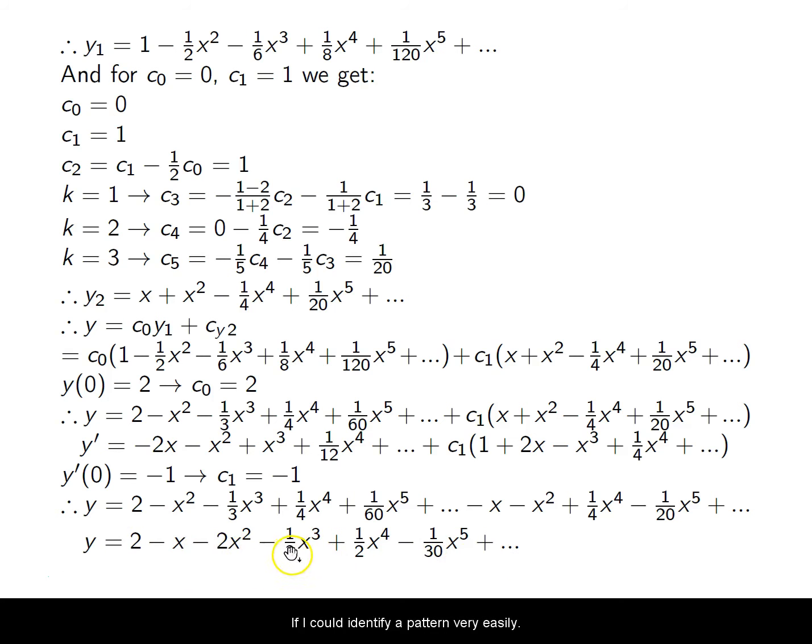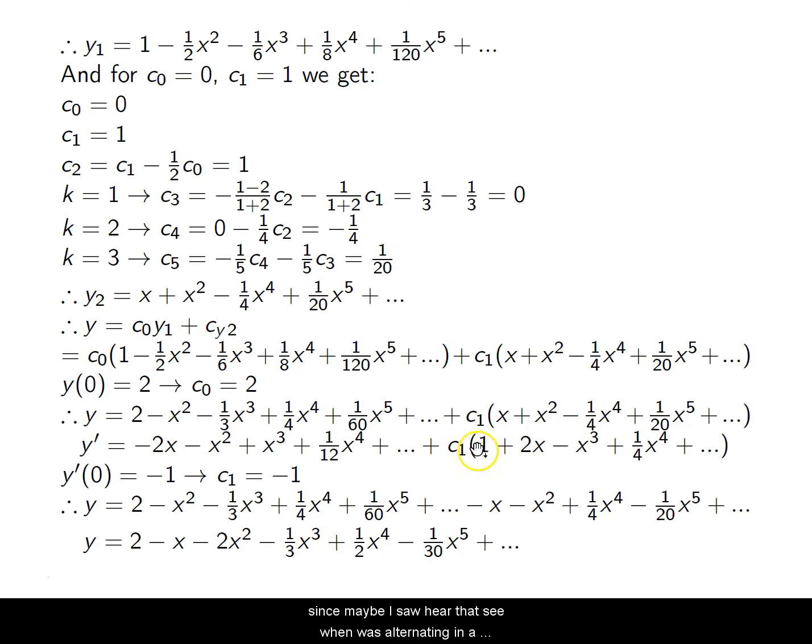If I could identify a pattern very easily, I would write a general form here, right, for my solution. I couldn't find one. I didn't spend a lot of time, to be honest, to try to find it. I just want to find the solution. But if it's easy to see, you can find the general form here. Maybe your general form has the power series approximation for sine in it. And so maybe your answer is really something like some series plus sine, right? Or some series plus cosine.